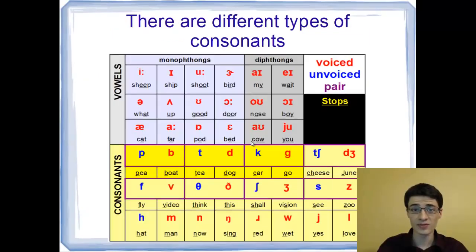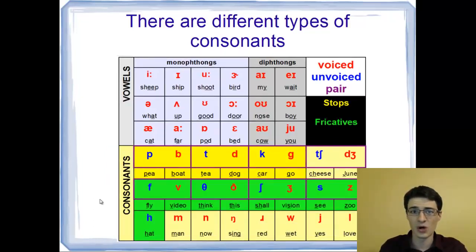There are different types of consonants. The first type is called a stop. Stops are made by stopping the air coming out of your mouth. I have them here in yellow. Notice that the sound is very short. P, B, T, D, K, G.